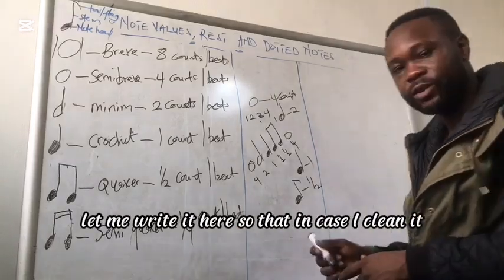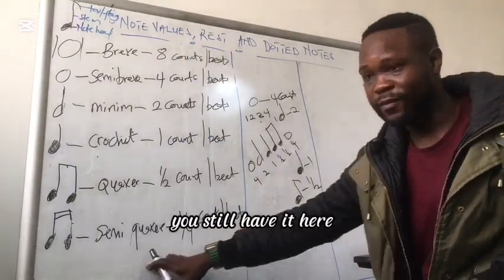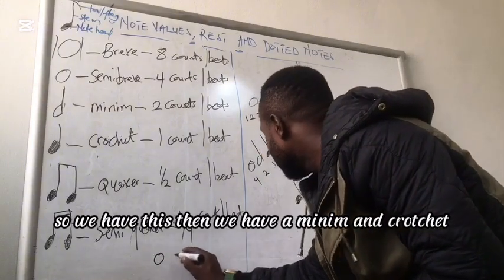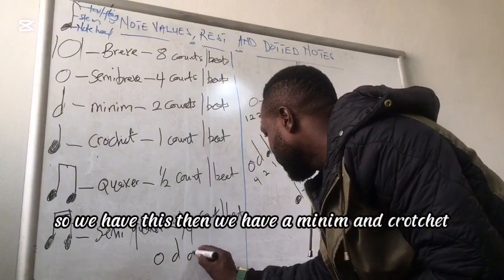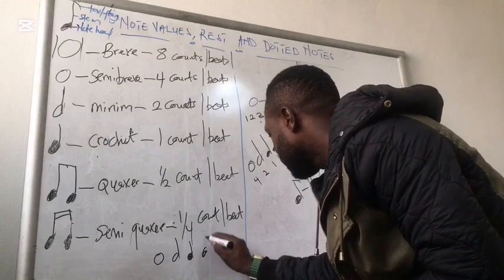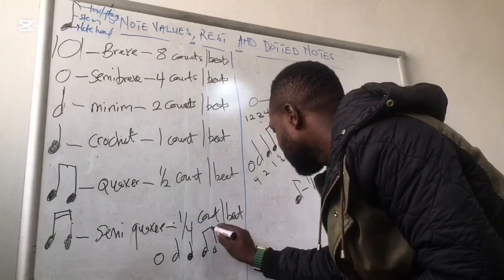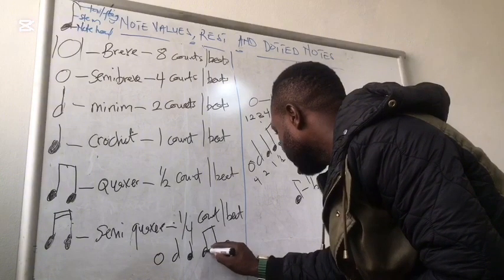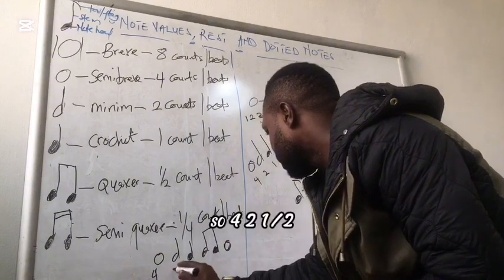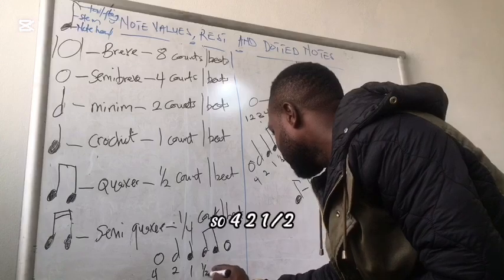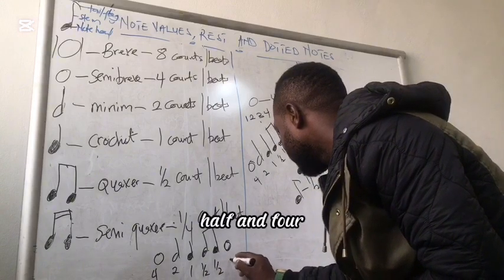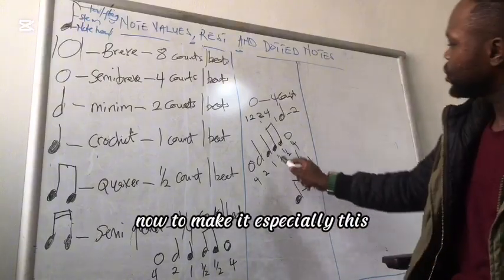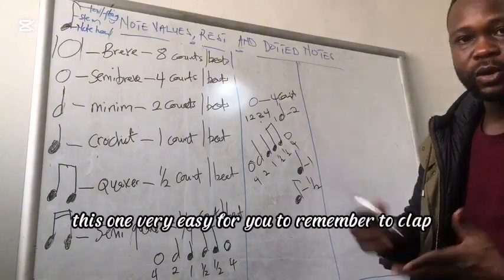Let me write it here so that in case I clean it, you still have it, then you can copy it into your notes and try it later on. So we have this, then we have a minim, a crotchet, 2 quavers, then back to a minim. So 4, 2, 1, half, and 4. Now, to make this one very easy for you to remember and clap, we are going to call it ta and te.